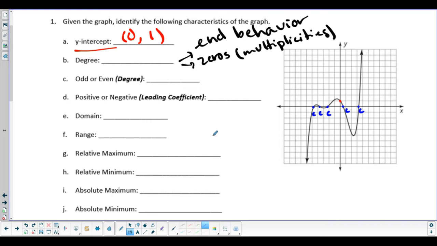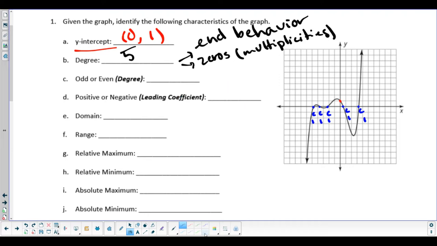Okay. And if I'm crossing through all of them, that means that their multiplicity has to be something like one, or maybe three or five or so on. But let's just, for the sake of simplicity, say that every time I cross through, I'm crossing through with a multiplicity of one, which would mean that the five times that I have a zero, each of them has a multiplicity of one. If I add up all of those, the one plus the one plus the one plus the one plus the one, I see that my degree is five. Okay, my degree is five.